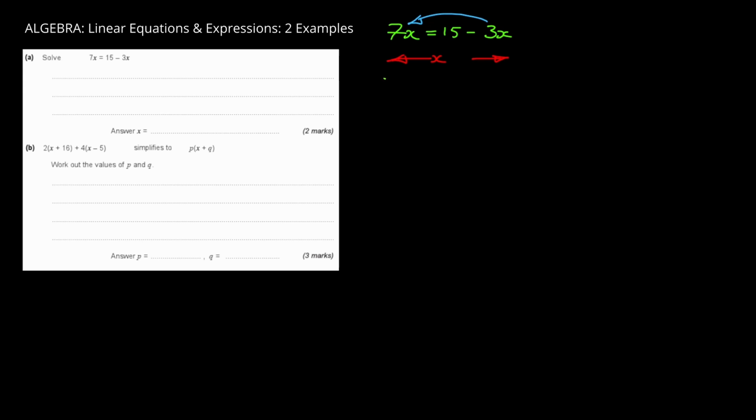So we get 3x, the moved negative 3x, plus 7x is equal to 15. Now we can add these together. We get 10x is equal to 15. Now we can do no more moving. This is 10 multiplied by x. And the only way to unglue this particular union is to divide both sides by 10.